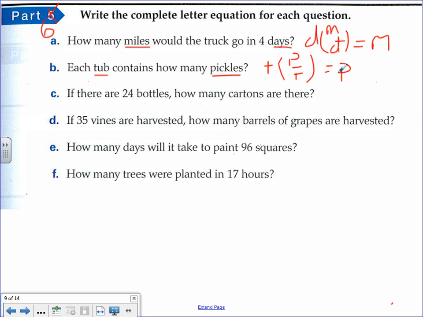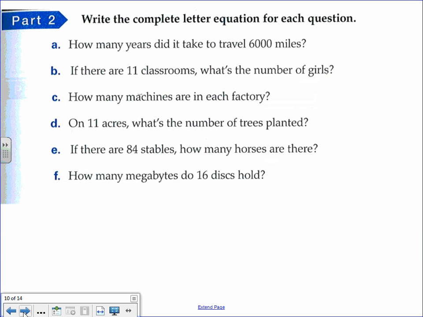There is also the next part here. Again, it's the same thing. We're going to write the letter equation. How many years did it take to travel 6,000 miles? Again, my two units are years and miles. The one that answers the question is years, because it says how many years. So that is what is going to go in my answer. So I know it's going to equal years.